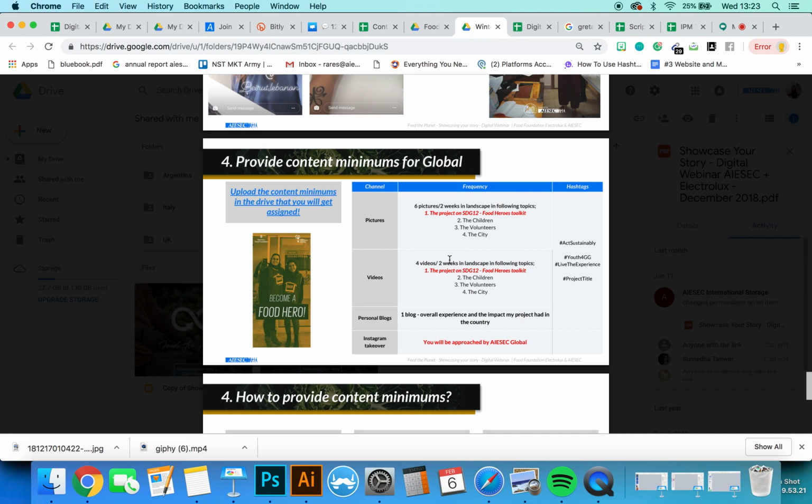You're having the cultural experience here, and at the same time the volunteering experience and the experience with the project. So those are the three key elements that we want to be showcasing.